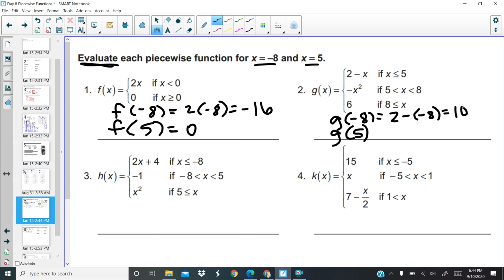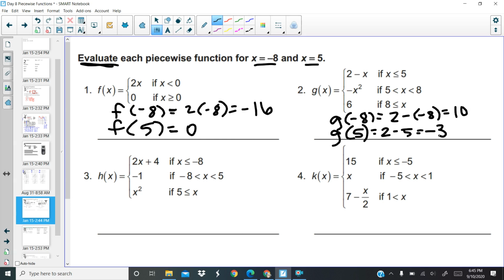And then for 5, we're actually still going to use the same interval because it's less than or equal to. Since we have that equal to line under there, that means we want to use the first interval and first equation for 5 as well. So we would have 2 minus 5, and that's going to give us -3.